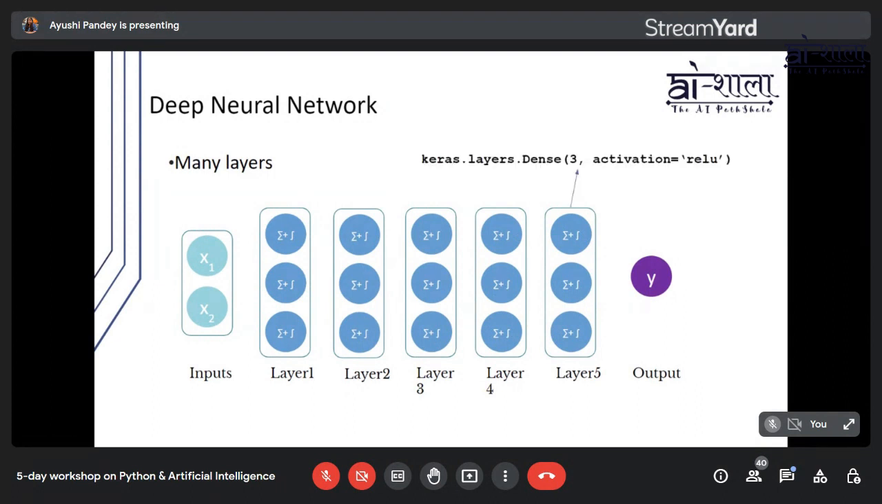So this is the example. We are using Keras, one of the libraries used for neural networks. You can see this is the activation. This sigma is the activation function, and here we have an activation function known as ReLU.